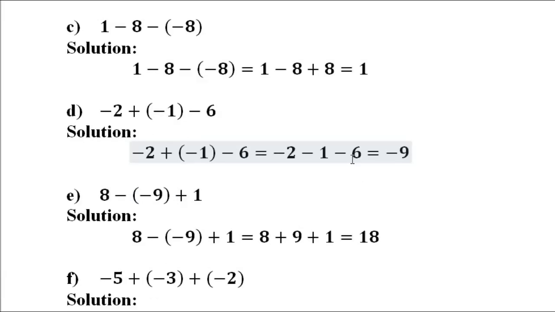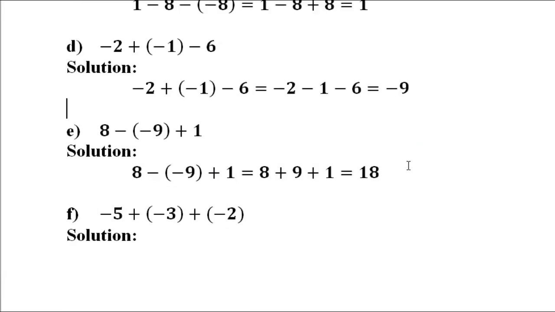The fourth part is -2 plus -1 minus 6. Our first step is to multiply the positive sign by the -1, which results in -1. Since all three numbers have negative signs, therefore we will add them, but the result will have a negative sign, that is -9. The fifth part is 8 minus -9 plus 1.